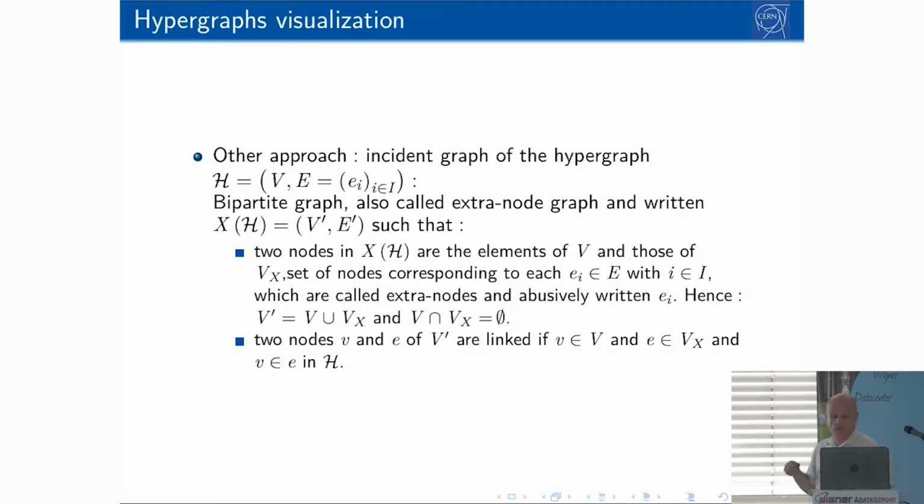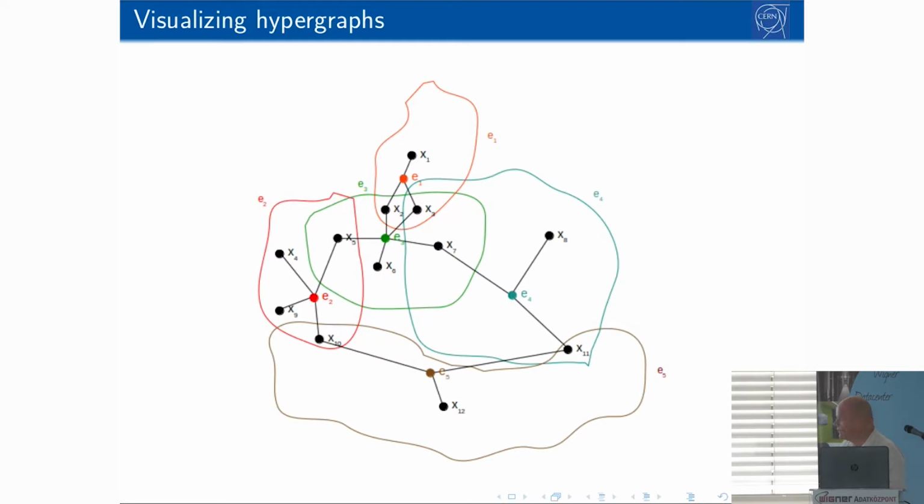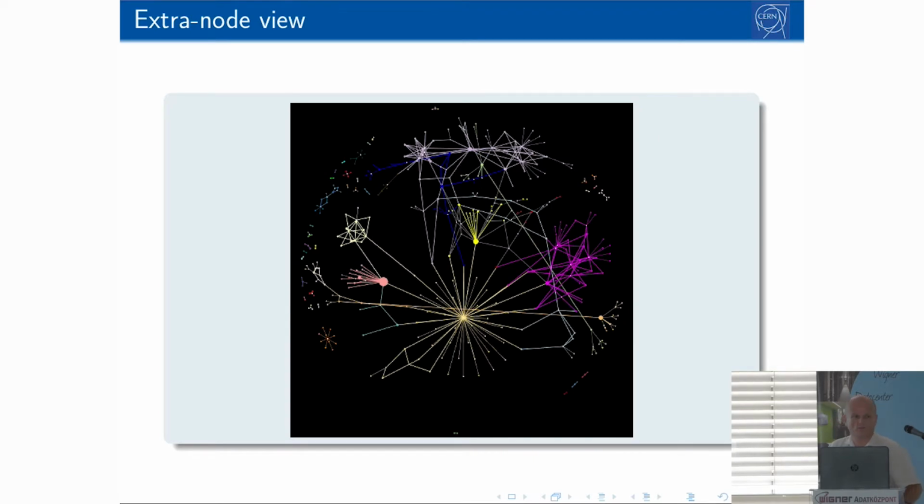So another approach is the following. Each hyperedge can be represented by a node. We make an extra node for it, and we link each node of the hyperedge to this node. The great advantage is that we reduce quite a lot the number of edges. Instead of representing cliques each time, we just have a number of edges equal to the number of nodes in the hyperedge. And that leads to this kind of diagram.